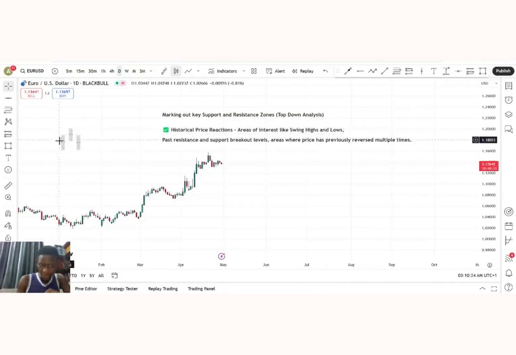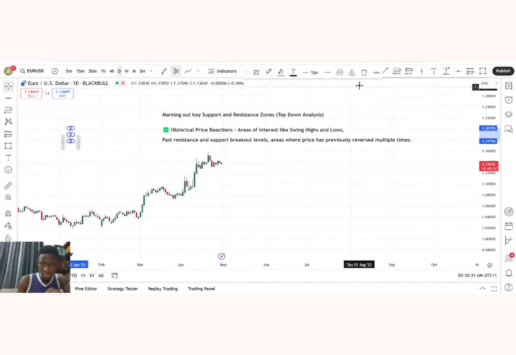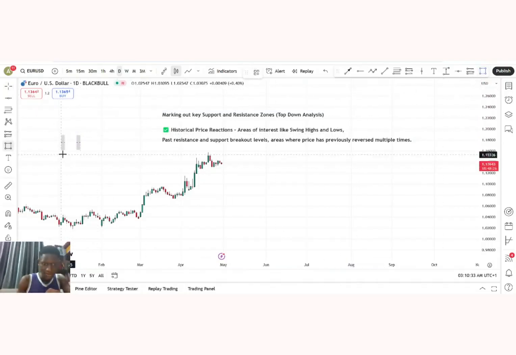The flip side of this is a swing low. I'll just go ahead and delete this. So we have this three candlestick pattern, right? And then the candle 2 body or wick is lower than candle 1 and candle 3. So this is swing high and swing low. This is a swing low now. The first one was a swing high and this is a swing low. So again, past resistance and support breakout level.